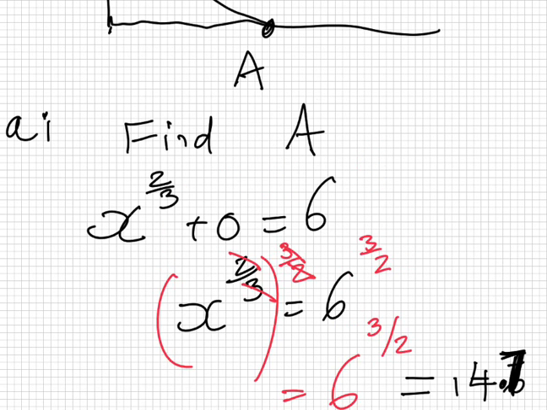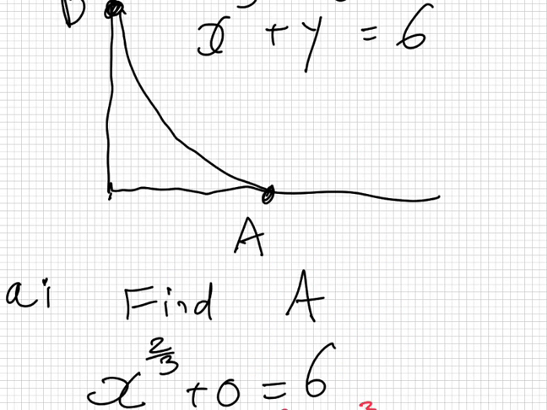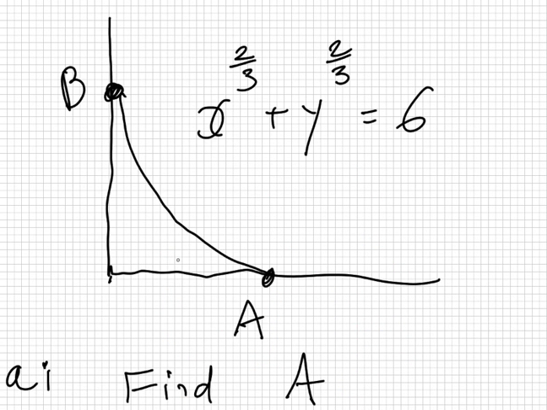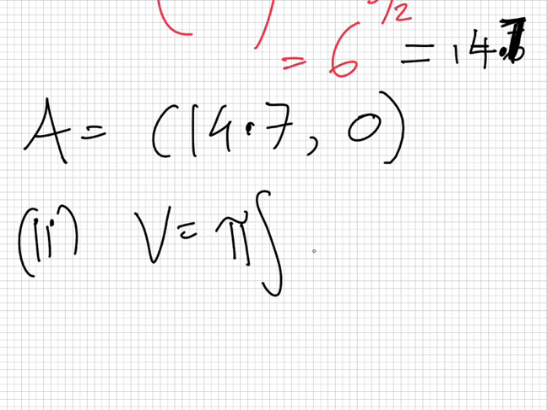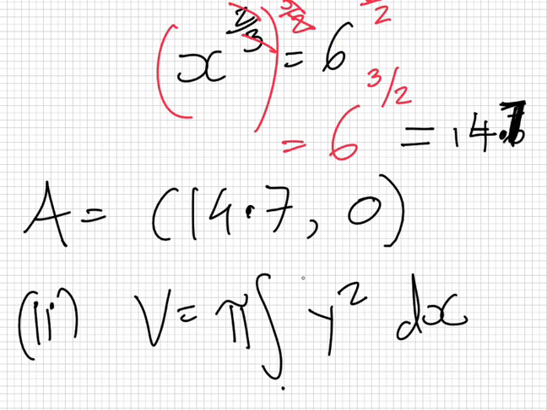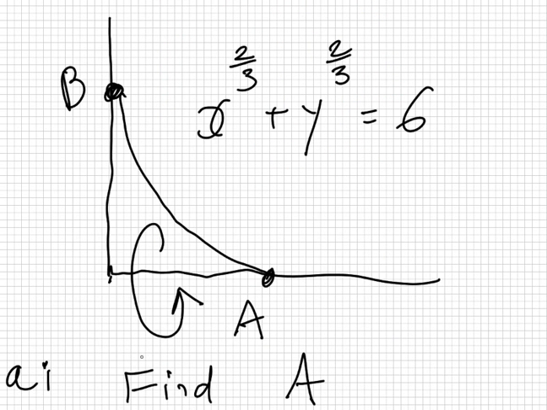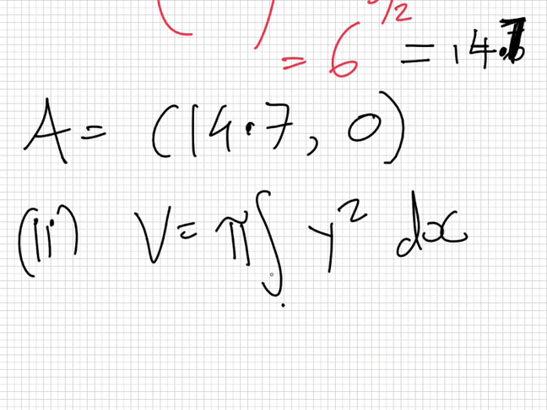Next part now. If I go back here, what they say now is that this is rotated to make a volume. So what is the formula to calculate the volume? Pi integrate y squared. And what are the limits? If I look at the graph, I'm going from 0 to A, which is 14.7.